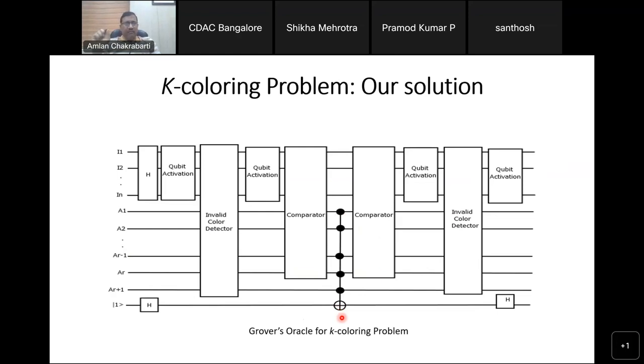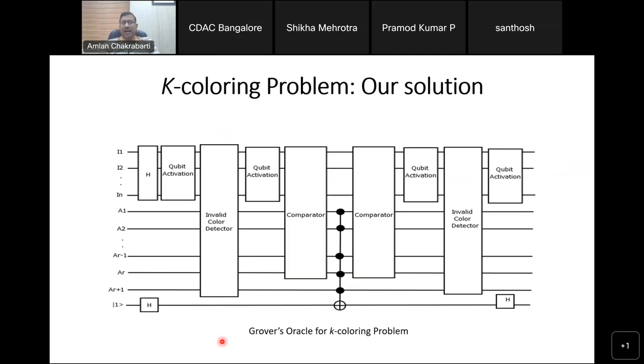In a very simplistic way, I'll try to explain the problem. What we try to do here is color a particular graph. We encode the nodes in terms of qubits, and we also encode the colors. If we have k colors, we need to encode the k colors using log base 2 of k qubits, and for n nodes we require n qubits. So we encode the nodes as well as the colors, and this comes from the qubit activation. That is how we encode this.